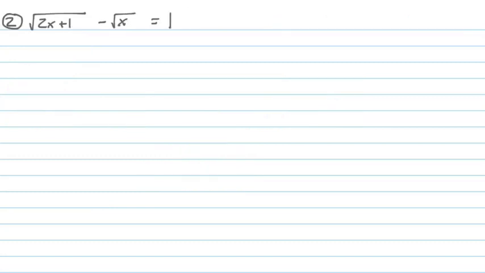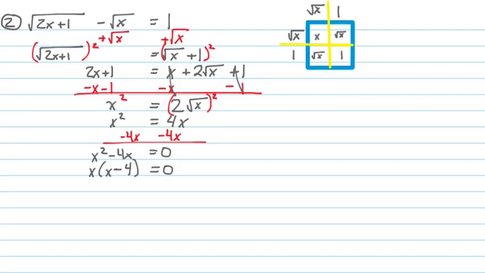So now I want you to try to do one on your own. We have the square root of 2x plus 1 minus the square root of x equals 1. You should be able to work this through and check it with Edpuzzle. But if you want to see how the solution actually works out, here's the solution.